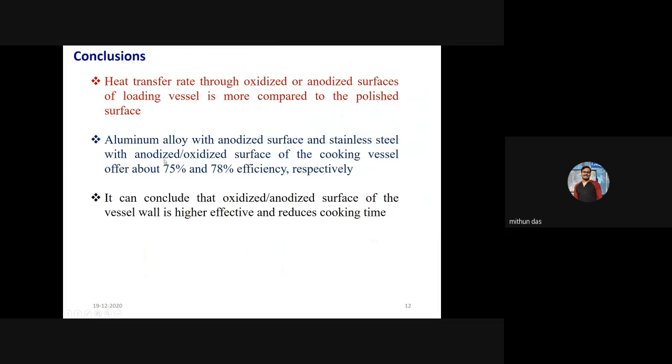With the oxidized or anodized surface, the efficiency is about 75% to 78%, whereas in the traditional cookstove the efficiency is about 68%. If you use an anodized, oxidized or Teflon coated surface, the efficiency increases by about 15% over the traditional cookstove. That can be improved if you use an anodized or Teflon coated surface. Thank you.